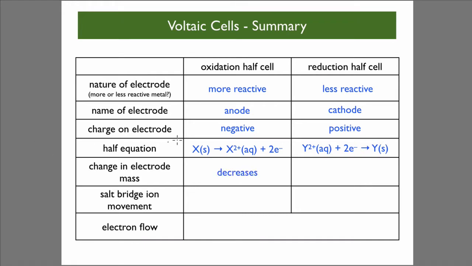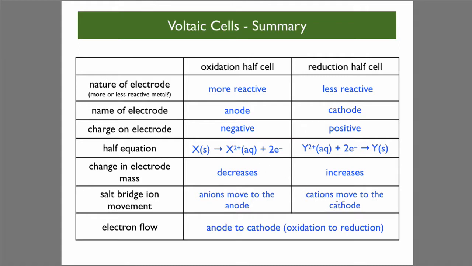So if this electrode is forming the aqueous solution, it's decreasing in mass as it reacts and goes into solution. Whereas this electrode, solid, is building up, so it's going to be an increase in mass. Anions move to the anode from the salt bridge to balance the charge, and cations move to the cathode to balance the charge. And as we know, the electron flow is from the anode to the cathode, from oxidation to reduction.